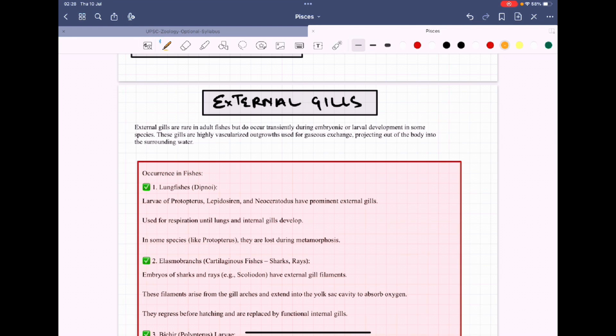These external gills are very rare in adult fishes, but they can be found at the embryonic or larval stages. These are highly vascularized outgrowths for gaseous exchange.